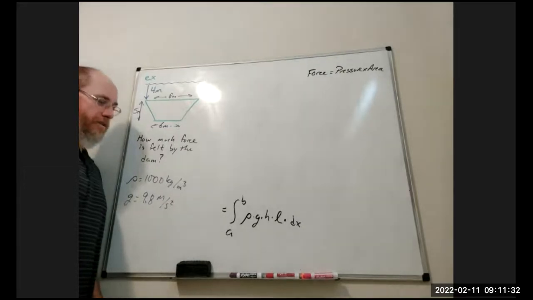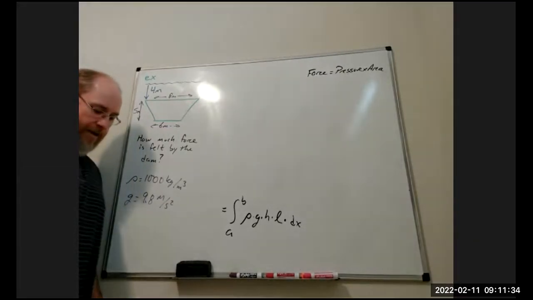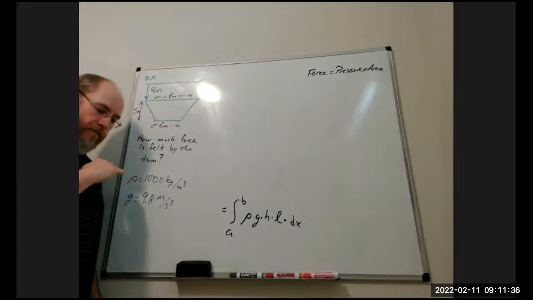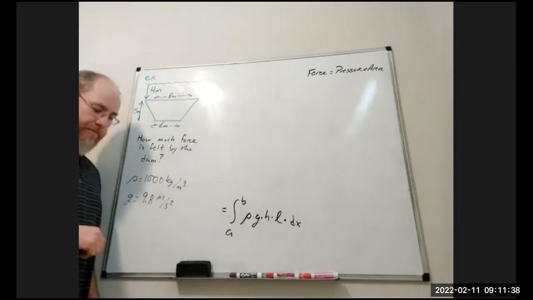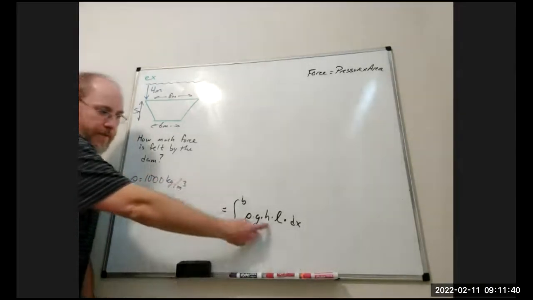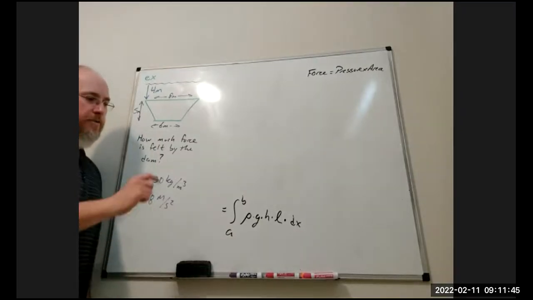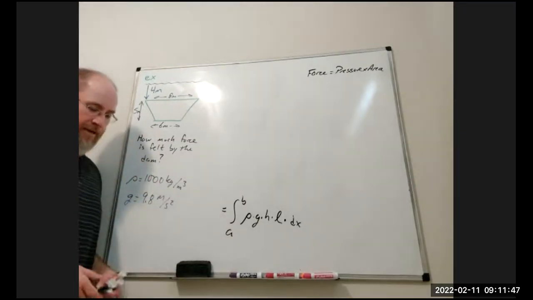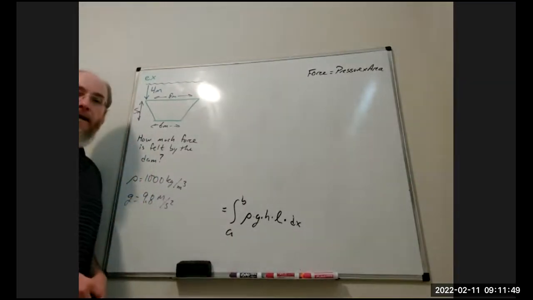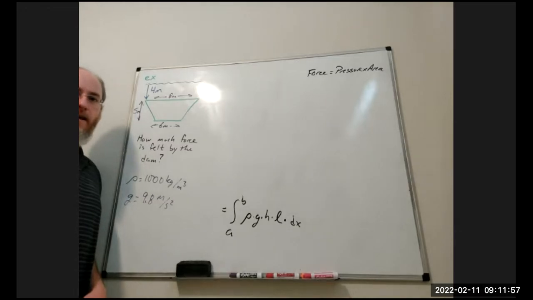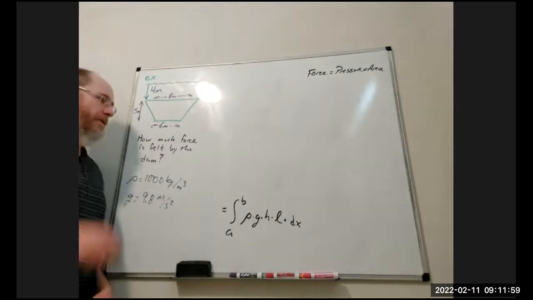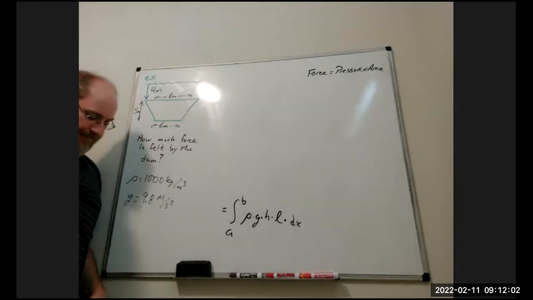So what we're going to need to do is just figure out a way to describe one of these layers, what the depth is and what the width is. Because then we'll just multiply by our little thickness. All right, so we need a coordinate system. We need to choose where 0 is and then build our coordinates.